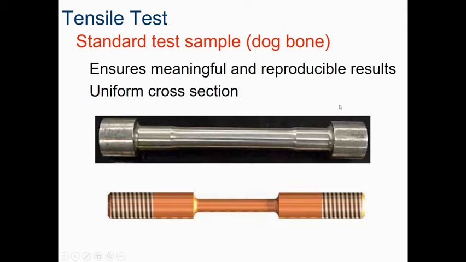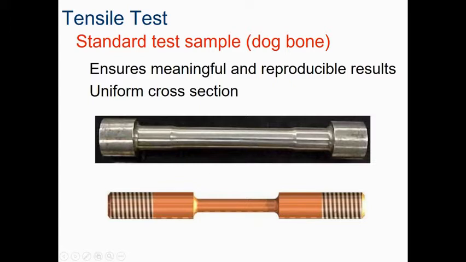All right, welcome to part number 2 of material testing. On the screen right now, you see two examples of test samples, commonly referred to as dog bones. They kind of look like a dog bone, but you'll notice that both ends are much bigger, and then in the middle there's a region that has been machined down to a smaller diameter. So here's that region in this picture.